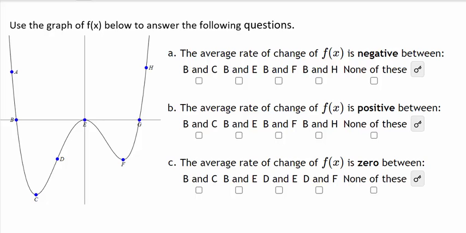In this problem, we're given a graph of f of x, and we are to find the average rate of change of the function f of x and determine when that average rate of change is negative, positive, or zero, depending on the interval that we're looking at. So let's look at the definition of average rate of change.